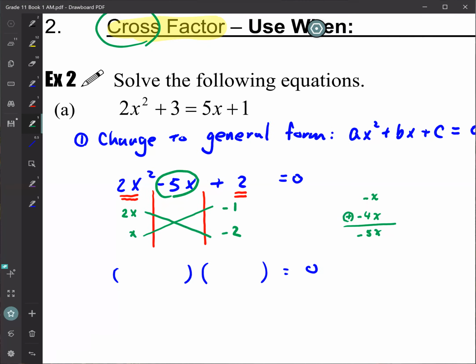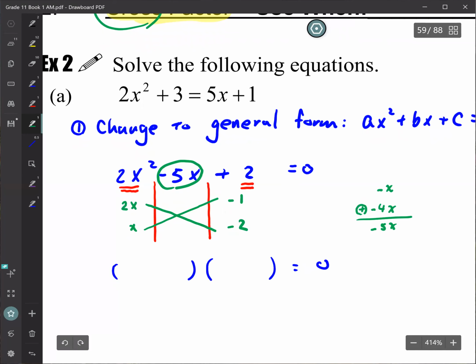So I repeat one more time. You start with the 2x squared. Find the pairs that make 2x squared. And then you go to the third term, okay? Find the pairs that make the 2, all right? And then cross multiply to match the middle, okay? Cross multiply to match the middle.